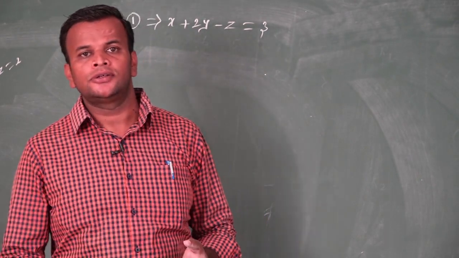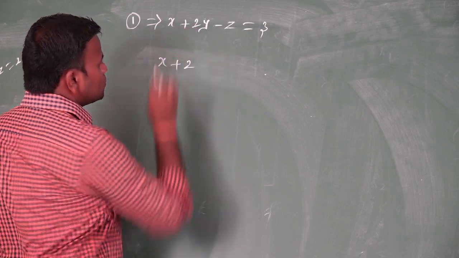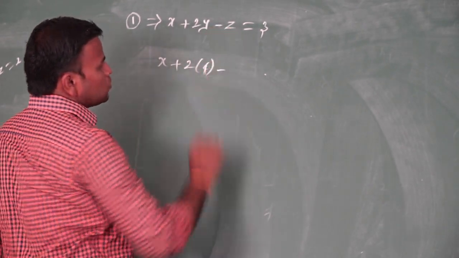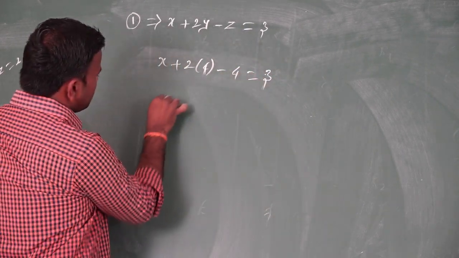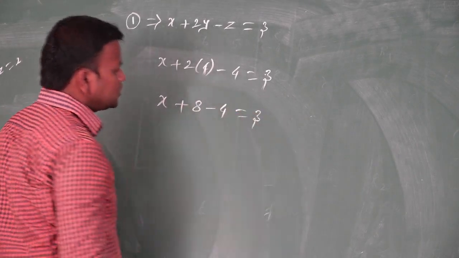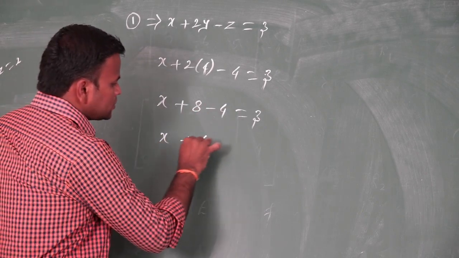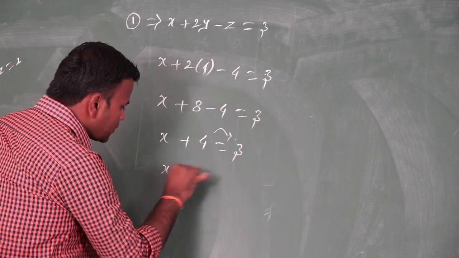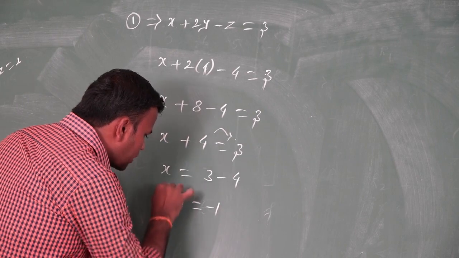Y and z. So we use these two values in this equation: x plus 2, the value of y is 4, 2 into 4, minus sign is there, so minus, the value of z is also 4, is equal to 3. So x plus 2 4s are 8, minus 4 is equal to 3. So x plus 8 minus 4 is 4, is equal to 3. Plus 4 becomes minus on the other side. So x is equal to 3 minus 4. The value of x is minus 1.